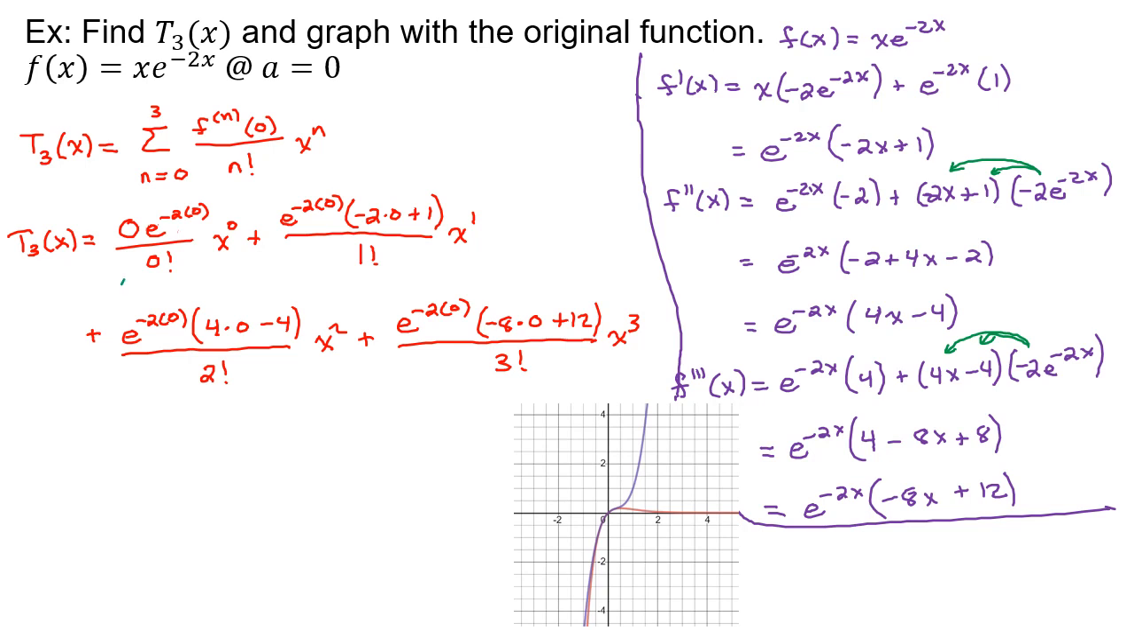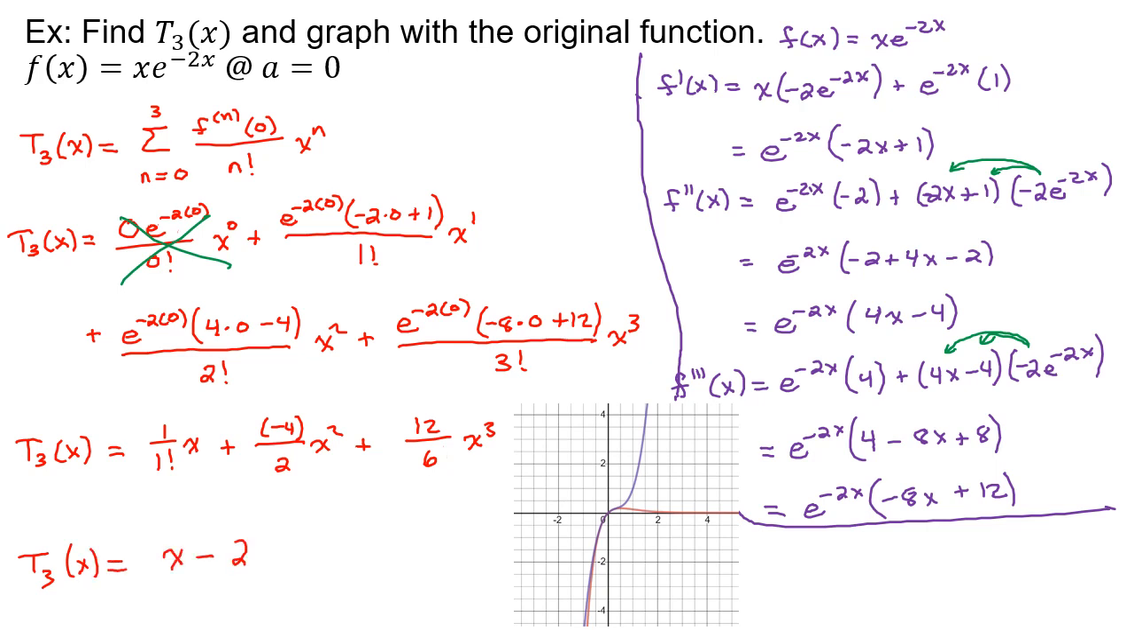And so this first term just goes away because you're multiplying the whole thing by 0. The second term up there, e to the 0 is 1, so that 1 doesn't do a whole lot multiplying. So the negative 2 times 0 is 0 plus 1 is 1, so you'll just get a 1 over 1 factorial times x, or just x. My second term, the e to the 0 is going to be 1 on all of them. The 4 times 0 will also go away, so I'll end up with a negative 4 on top, divided by 2, x squared. And on the last one, same sort of idea. The e to the 0 goes away. 8 times 0 goes away, so I'll end up with a 12 over 3 factorial, which is 6, times x cubed. Or my third degree Taylor polynomial comes out to be x minus 2x squared plus 2x cubed.